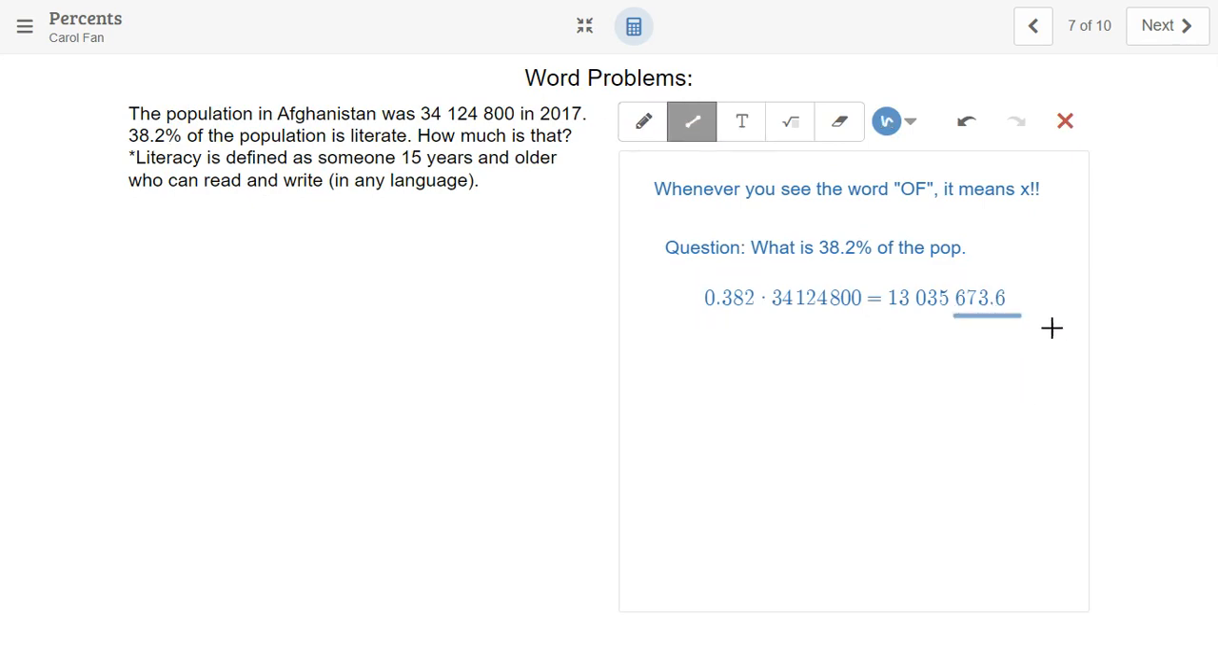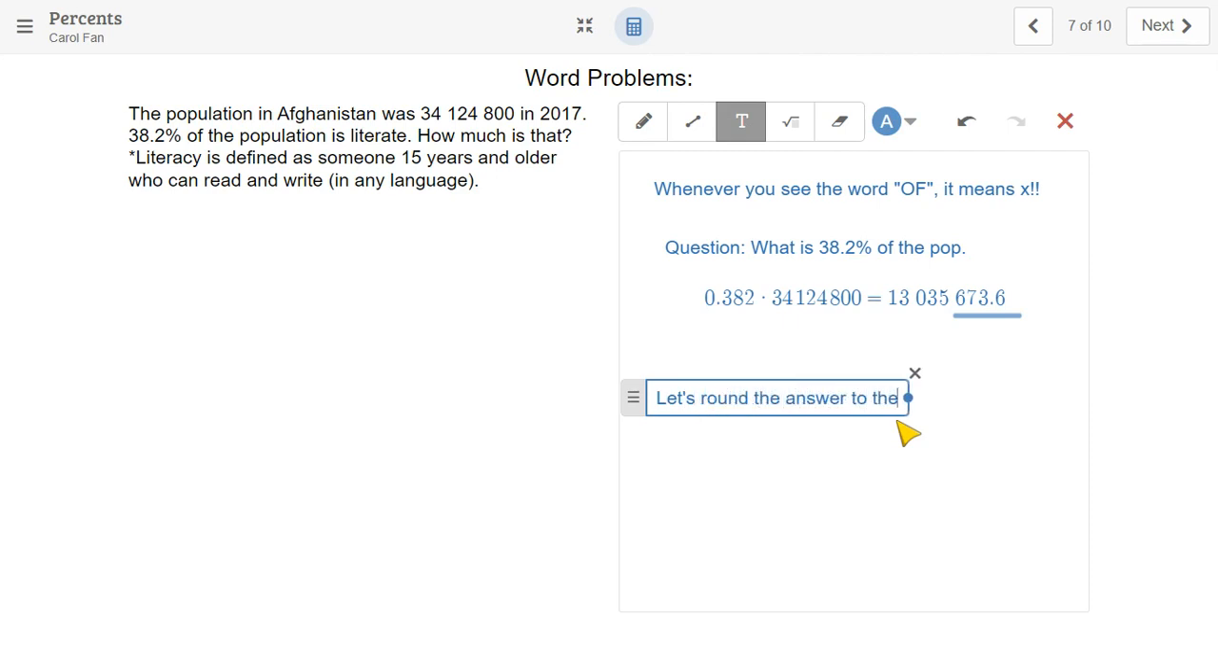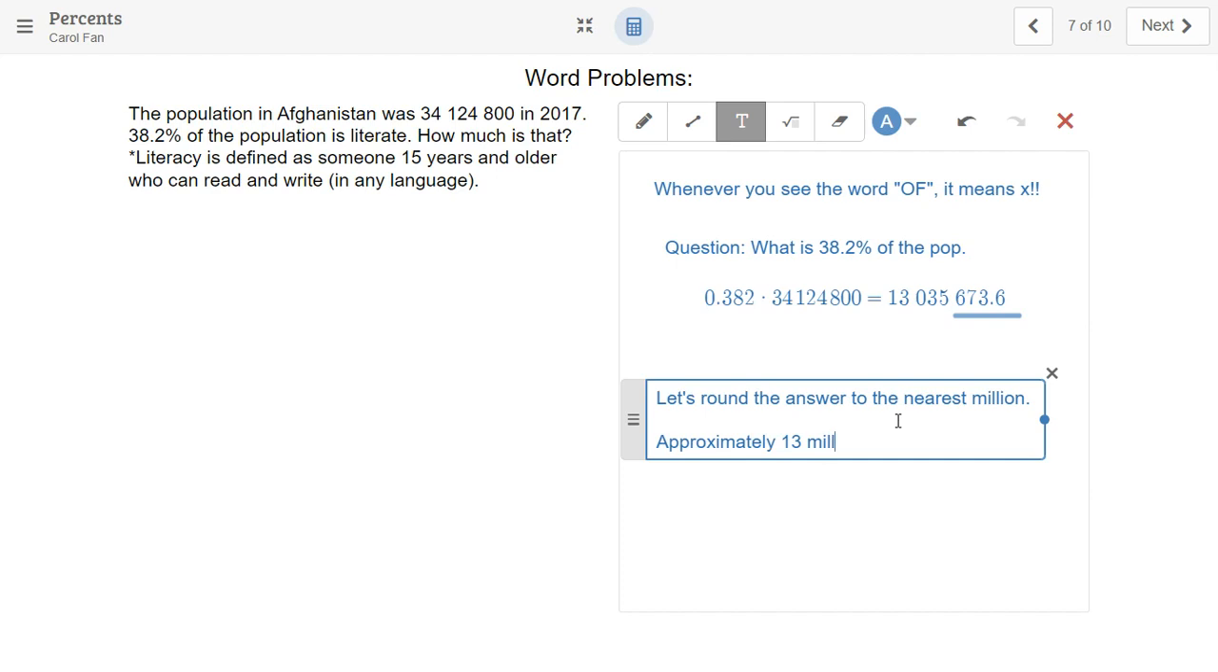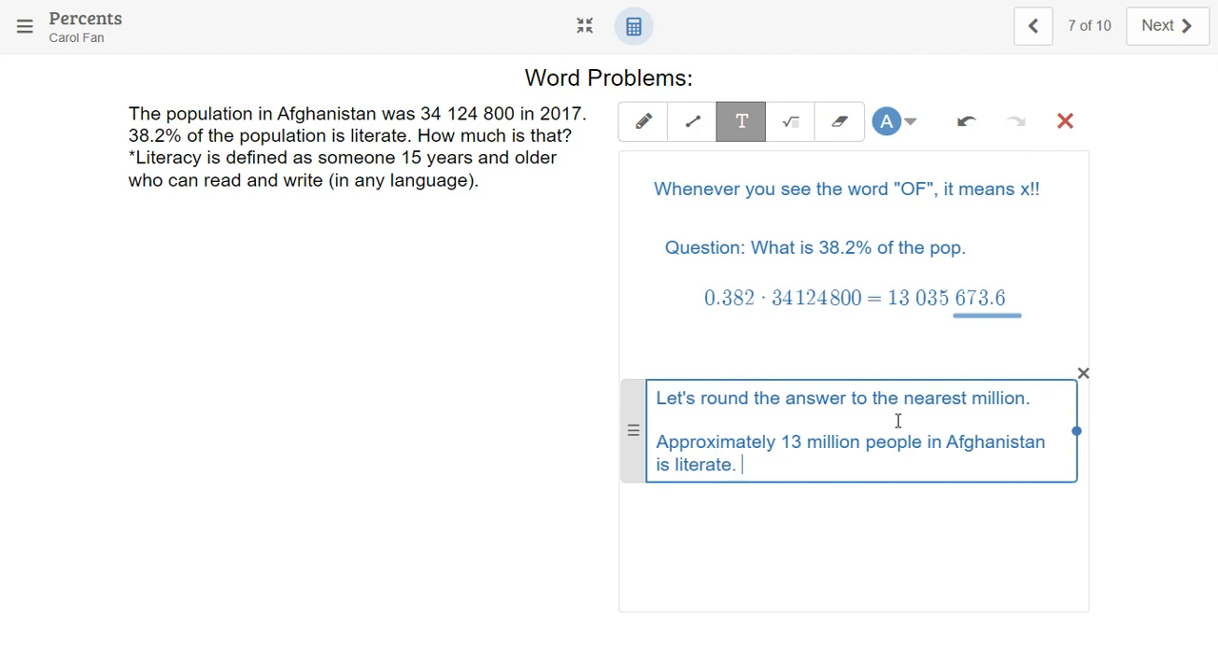Now, even these numbers at the end, because we're talking about 13 million, it's such a large number, having the values at the end in the hundreds is fairly insignificant. So I'm going to round our answer to the nearest million. So we could say approximately 13 million people in Afghanistan are literate.